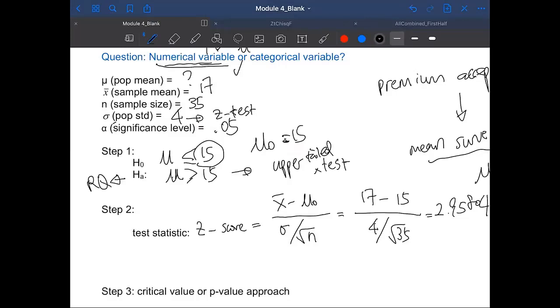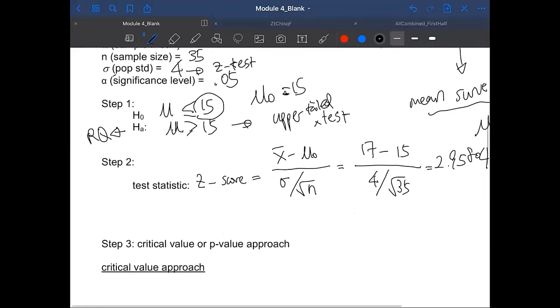I like to carry more decimals here. I don't want to round it to 2 decimals yet, because this is a fairly intermediate step. You don't want to stop at 2 decimals. You probably want to carry 4. 4 should be good enough. So this is your test statistic.